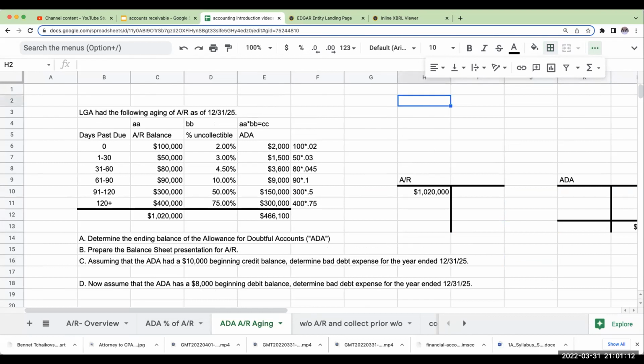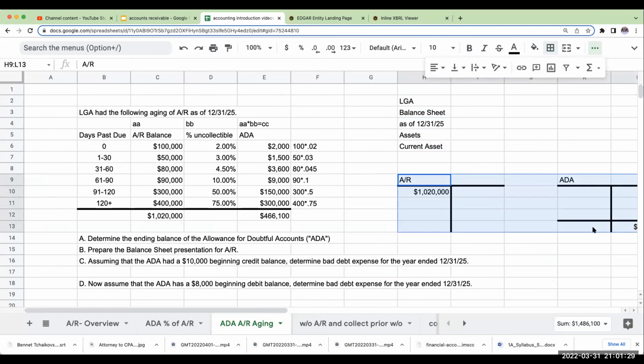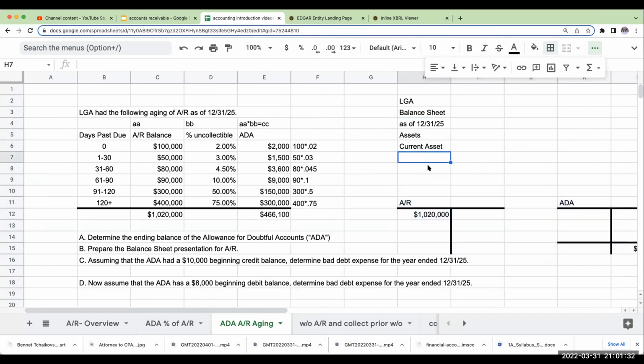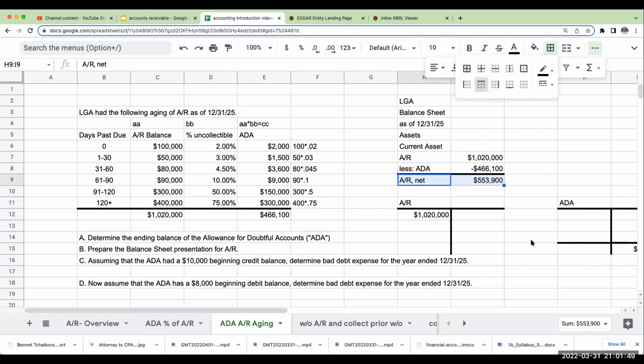My balance sheet presentation right over here is for the company LGA. So I'm going to have the LGA balance sheet as of 12/31/25. I'm going to have assets. Accounts receivable is going to be a current asset, because we're going to be using it in the next year. So right over here, we're going to say AR less the allowance for doubtful accounts is going to be accounts receivable, net. So over here, $1,020,000, and over here, $466,100. So my accounts receivable, net is going to be $553,900. That's my balance sheet presentation.